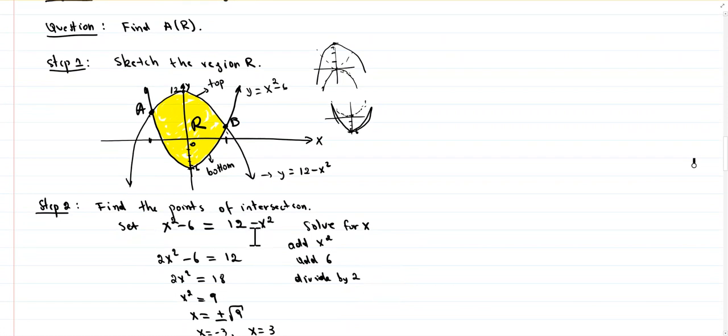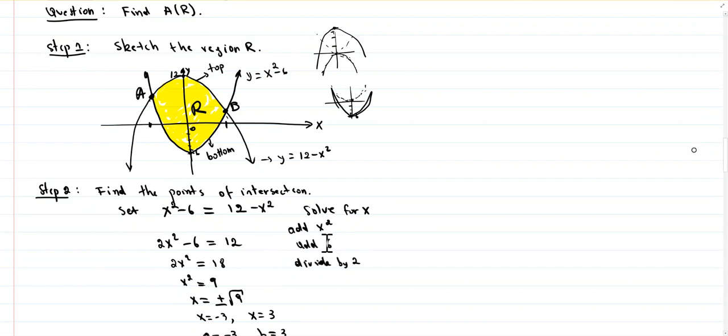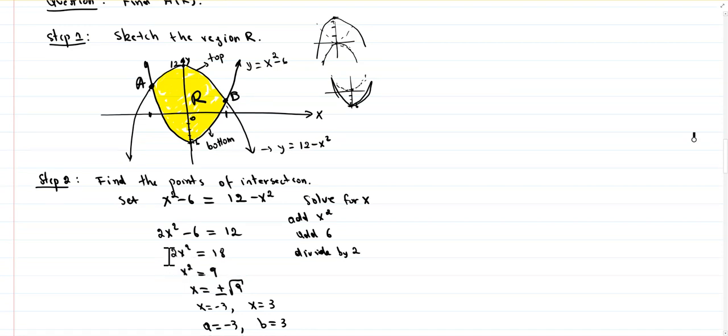It's a quadratic equation, so you have to move everything to one side. I added x squared to both sides, so plus x squared eliminates this, and x squared plus x squared becomes 2x squared. Then I add 6 to both sides, so plus 6 eliminates this minus 6, and 12 plus 6 gives us 18. To solve for x, I get rid of the coefficient 2 by dividing both sides by 2, and 18 divided by 2 is 9.